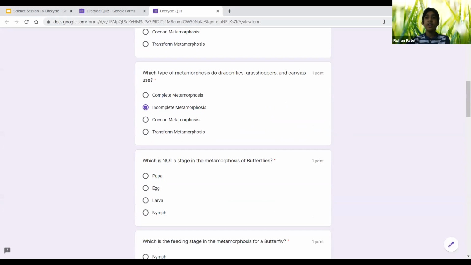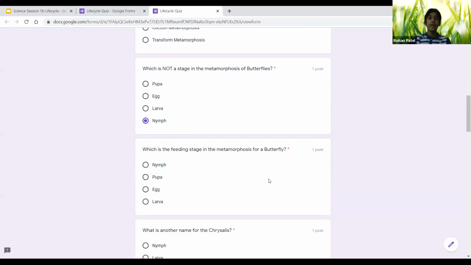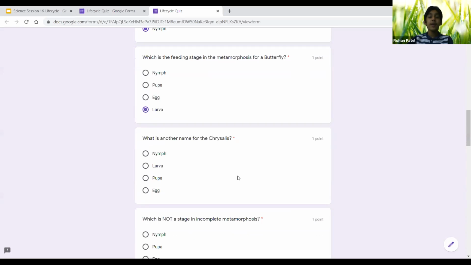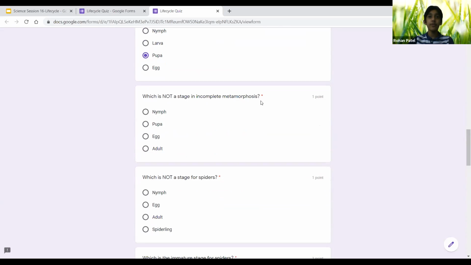Which is not a stage in metamorphosis for butterflies? The answer is a nymph. Nymph is only in incomplete metamorphosis. Which is the feeding stage in the metamorphosis for a butterfly? That is the larva. Another name for the chrysalis is the pupa. That's the chrysalis stage or the pupa stage, which is not a stage in incomplete metamorphosis. We have our egg, we have our nymph, and then we have our adult.